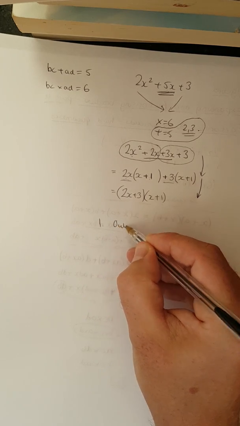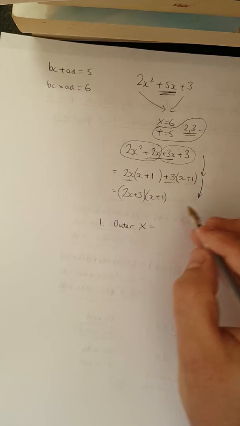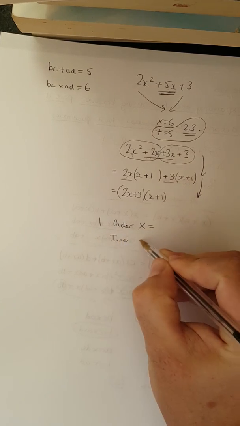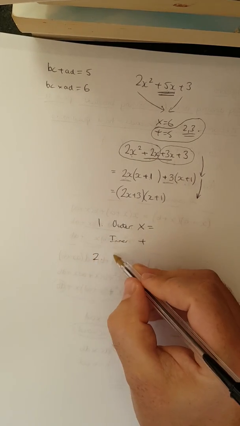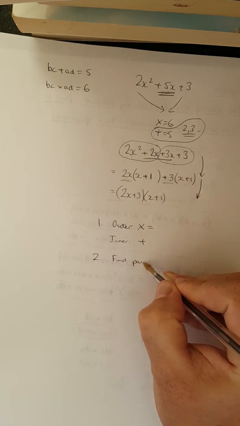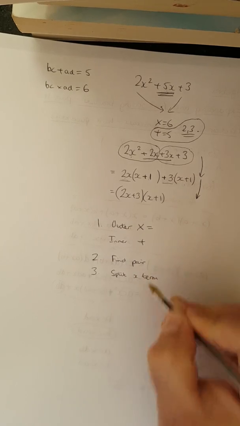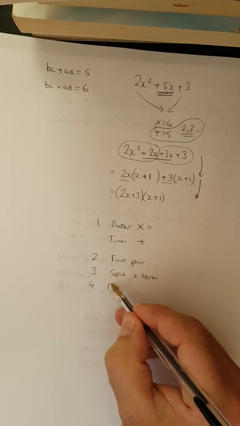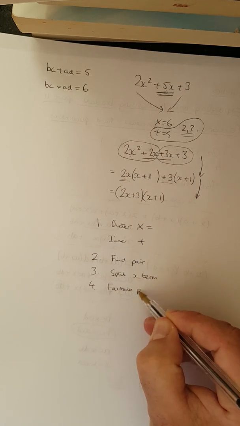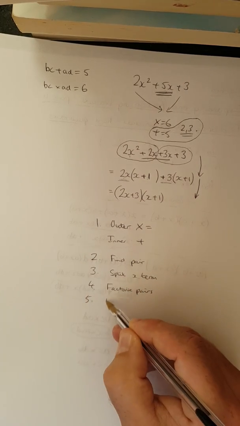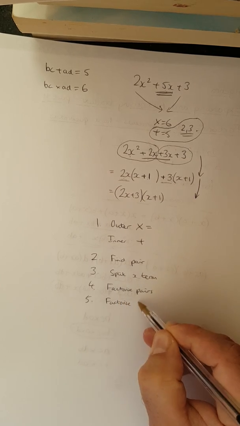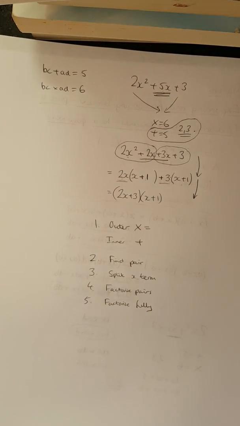So, outer multiply to make, inner adds. Then you find the pair, split the x term, factorise your pairs, and factorise fully. If you want to pause now and look through that, go do so. If you feel happy, prepare to do some more examples.